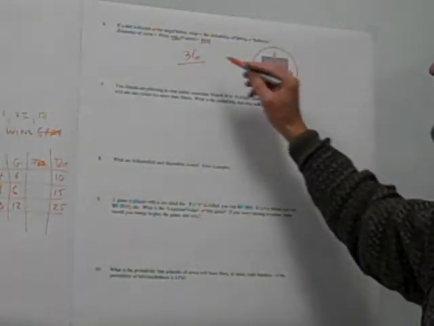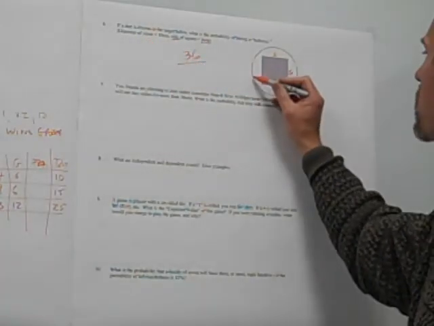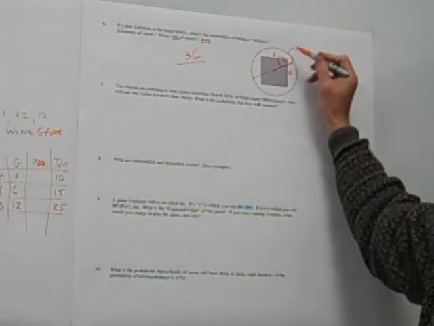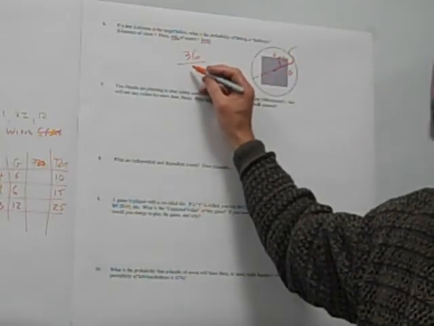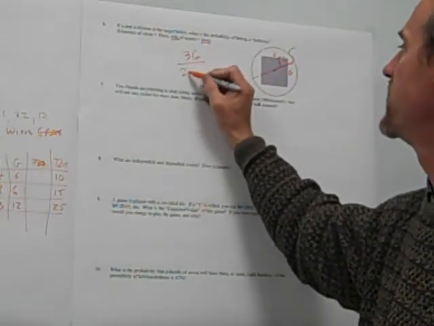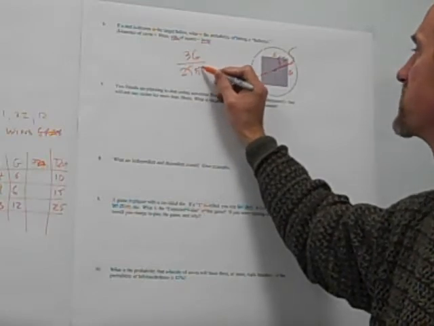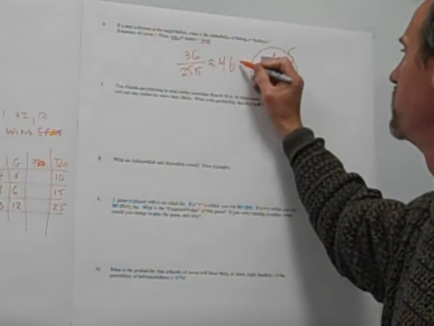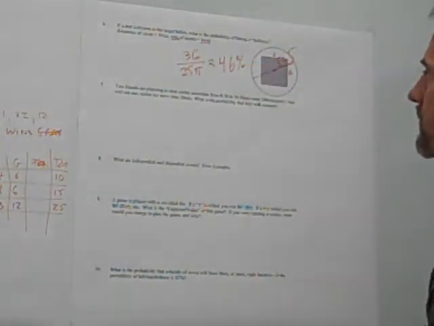The entire circle has a diameter all the way across of 10, so the radius there, r equals 5. R squared times pi is our area, so that's 5 squared times pi, 25 pi. This is very close to 46% when we work that out, okay?